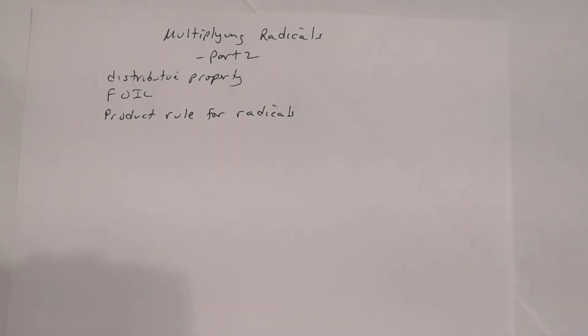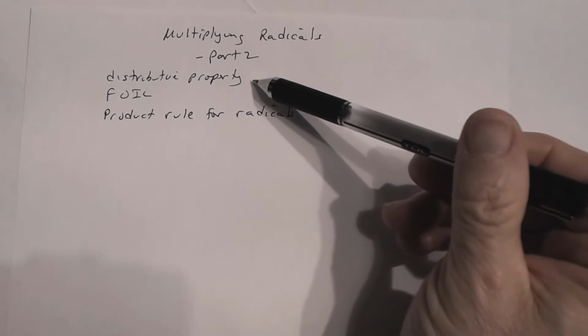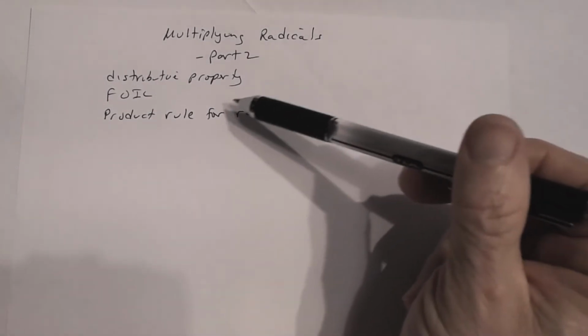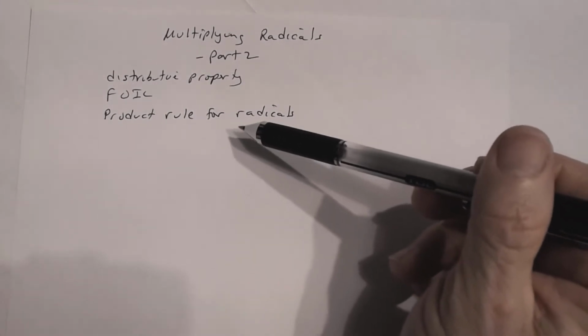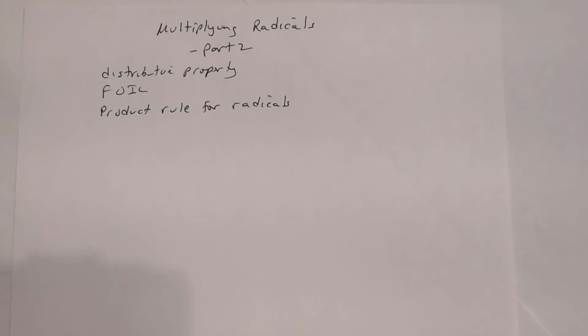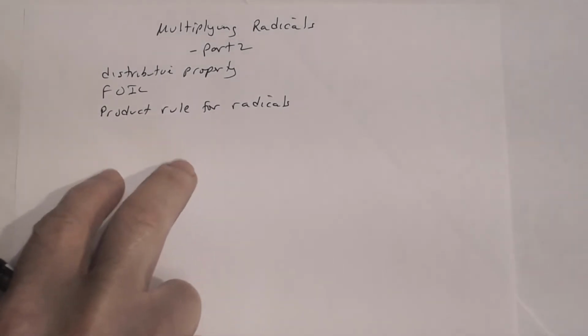This lesson is part 2 of multiplying radicals, and in this lesson we're going to utilize a few things that we've learned already. We know how to use the distributive property, we know how to FOIL using two binomials, and we also know how to use the product rule for radicals, and this is going to be important in this lesson.